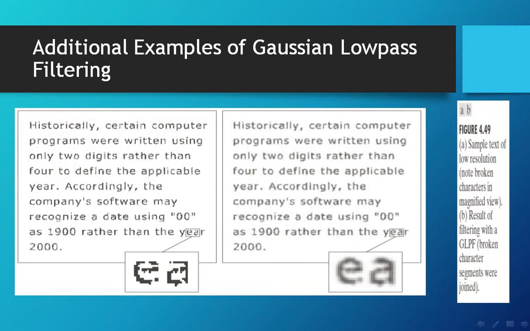Additional example of Gaussian low pass filter. Let us see two example images. The first image is the original noisy image where letters are cut. In parallel, the Gaussian low pass filtered image is shown, where all the character segments were joined and are clearer than the original.